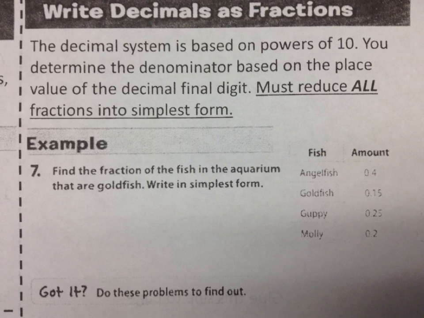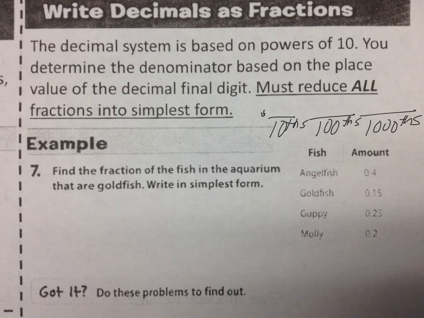Writing decimals as fractions. The decimal system is based on powers of 10. You determine the denominator based on the place value of the decimal's final digit. You must reduce all fractions into simplest form. So just to review, we have our place values. Tenths is here, hundredths is next, thousandths is next, etc., etc.